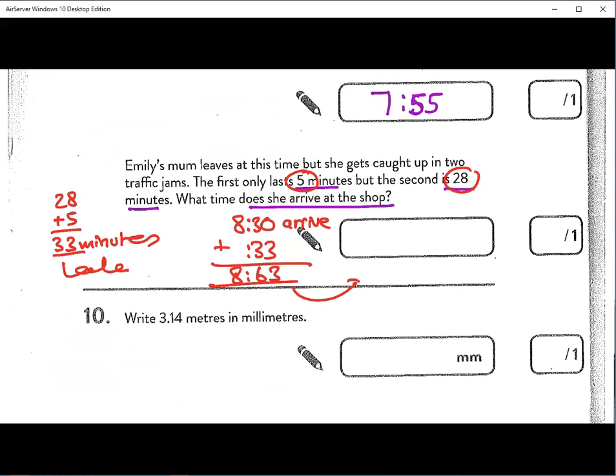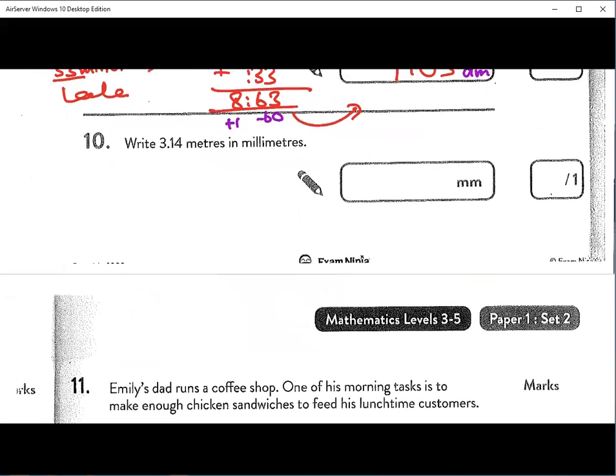And then we can translate that into? 9:03. The reason why we can translate that is because we can't have more than 60. Everything over 60 is an hour. So we minus the 60 and add an hour onto there. And that gives us 9:03 a.m. Okay, lovely. Question number 10, please.